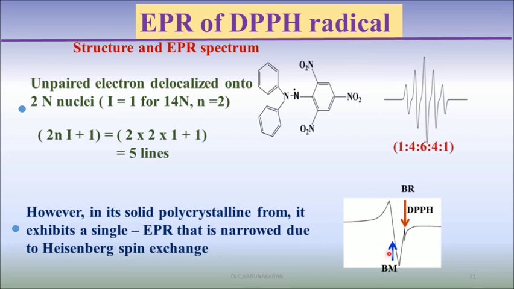Since the g value for DPPH is 2.0023, which is known, the g value for a copper complex, iron complex, or any free radical can be calculated using this as a reference compound.